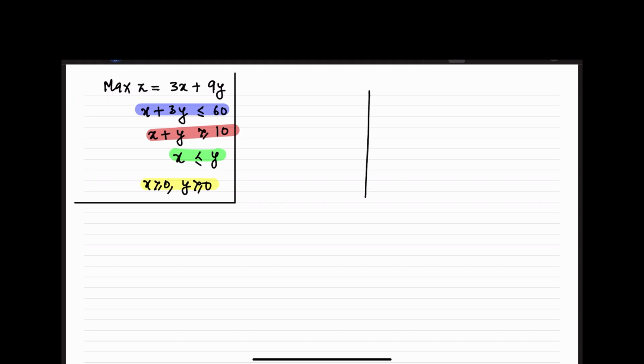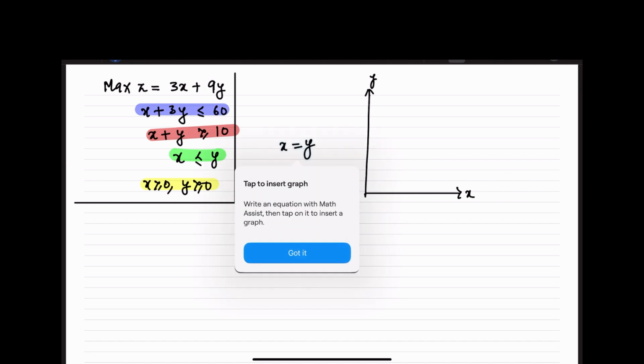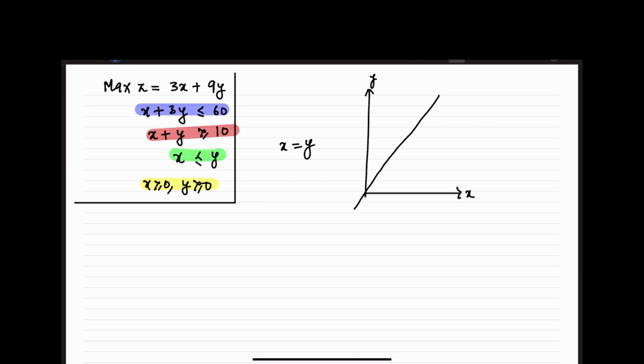See, let's say this is the x axis and this is the y axis. The first thing is to plot the line x equals y. So y equals x is a line passing through the origin. But what we need is x to be less than or equal to y. So see, this is x. Let's say I have this point.